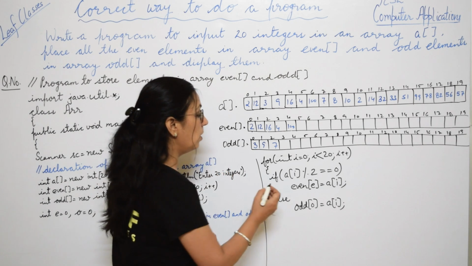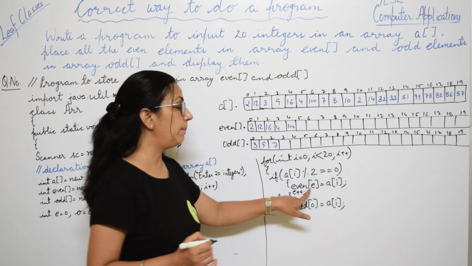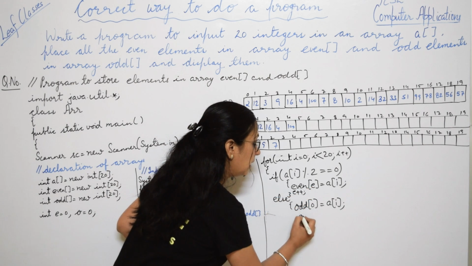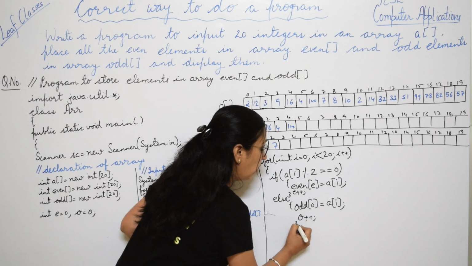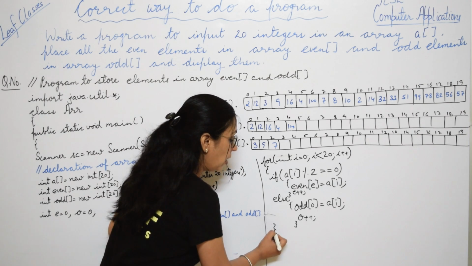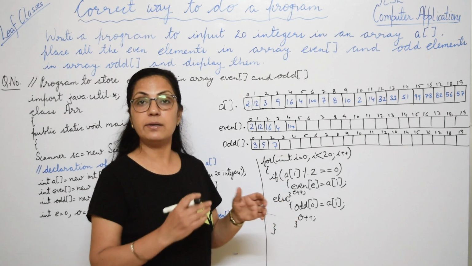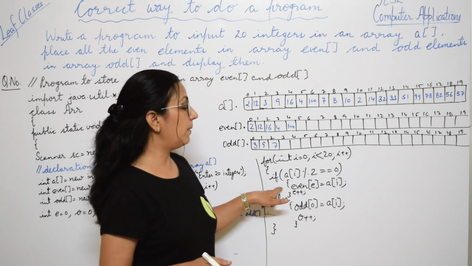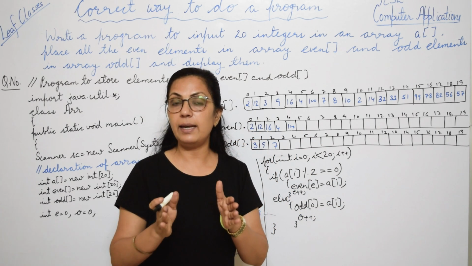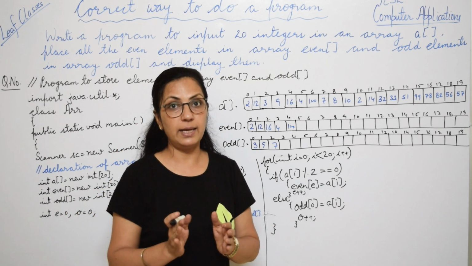So what do we have to do? We have to increase the value of E if we are placing the value in the even array, and we have to increase the value of O if we are placing the value in the odd array. Now children, a very common mistake is that whenever you are doing such a calculation part, children print there only. So here they print even E. No, that is wrong.